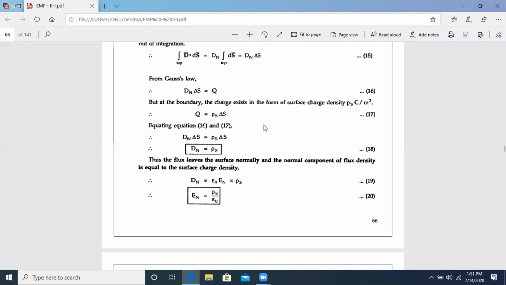So you get that? Electric field going from one medium to the next: E tangential 1 equals E tangential 2. That we must write down. And D normal 1 equals D normal 2.